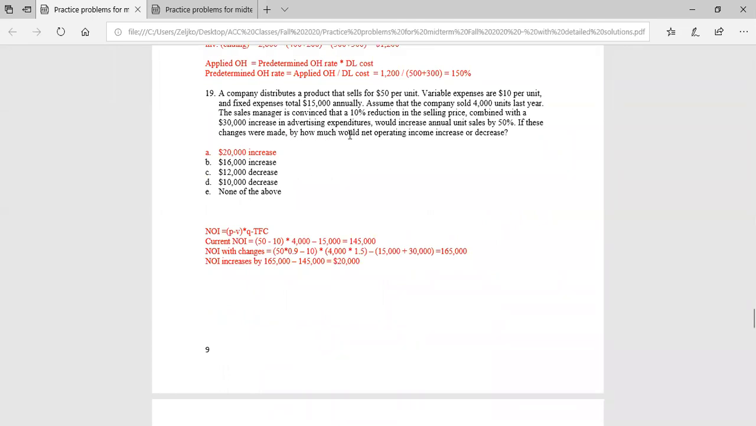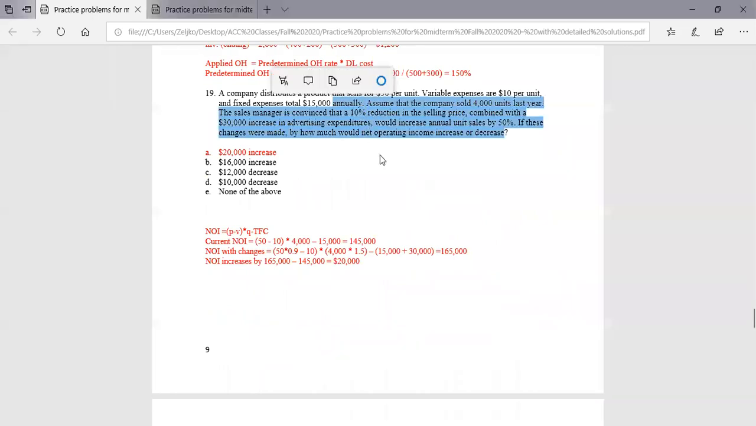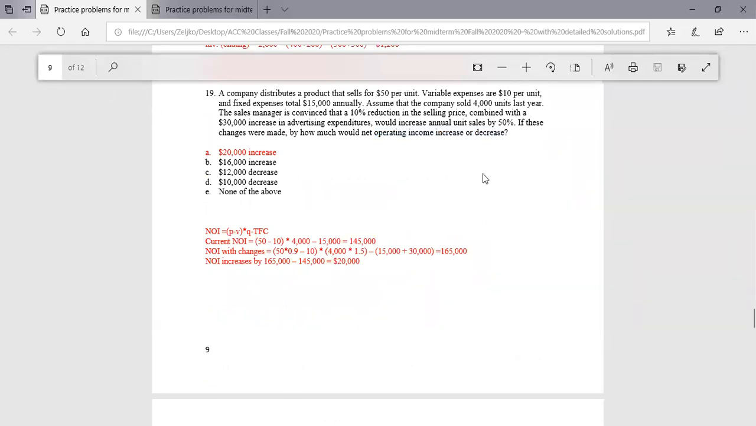Question 19, if these changes were made, how much would net operating income increase or decrease? Okay, so let's go back then to the beginning. Price $50, variable cost $10. So this is chapter 6. We would have to look at two scenarios, the current scenario, and then if we make changes. What's the current scenario? They're selling a thing for 50, variable cost at 10, which means contribution margin is 40. Fixed expense 15,000 annually, and they sell 4,000 units. Well, 40 times 4,000 units minus 15 would be 145. So that would be our first scenario, 145.